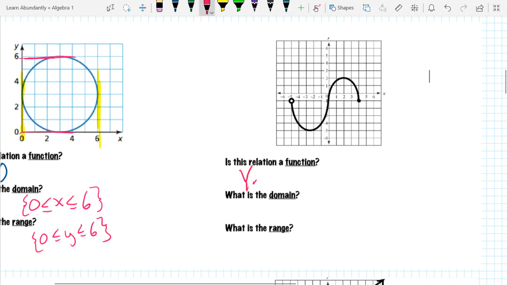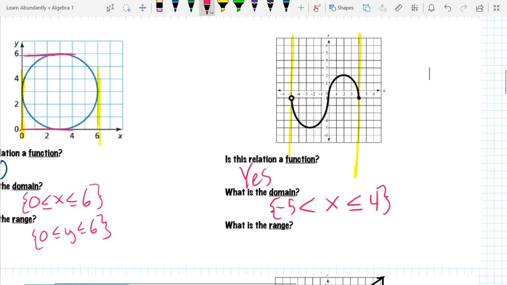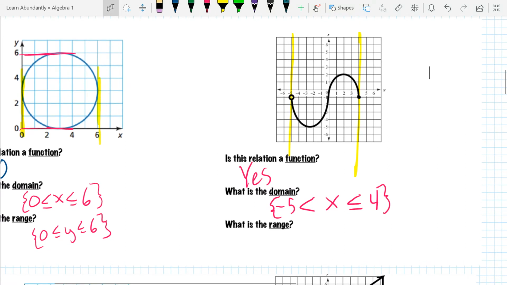The domain, I want to talk about the furthest left and right. I want you to notice that we have an open circle. So on the left side, we don't use less than or equal to, we just use less than. On the right side, we don't have an open circle, so we're going to go ahead and use less than or equal to. And it looks like it's from -5 to +4. I'm going to use the curly braces. For the range, I have to put a line underneath, and it looks like it's -5 to +2. And those don't have open circles, so I'm going to put equal to for both of those.